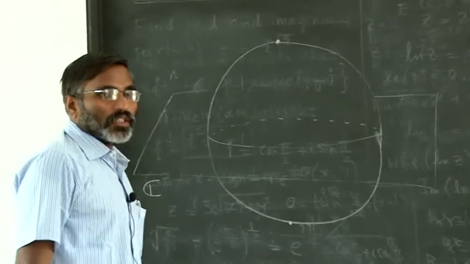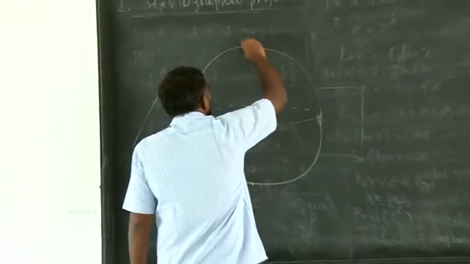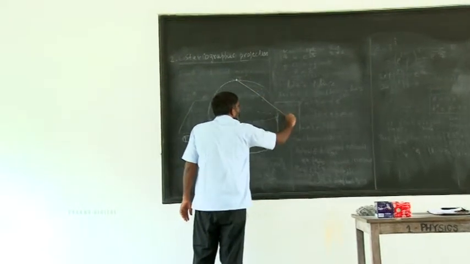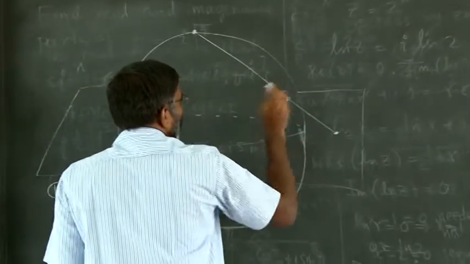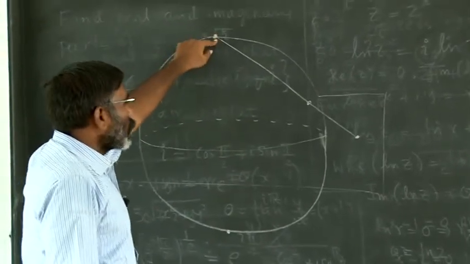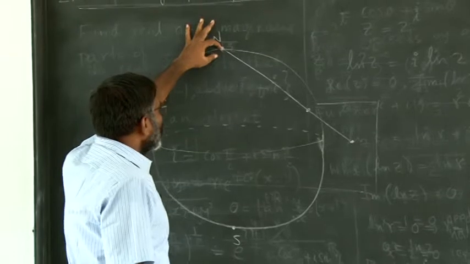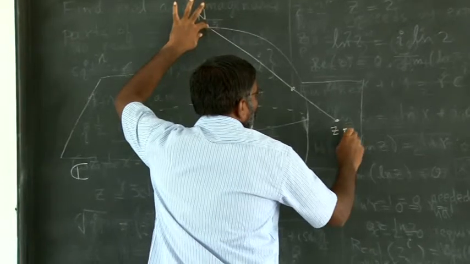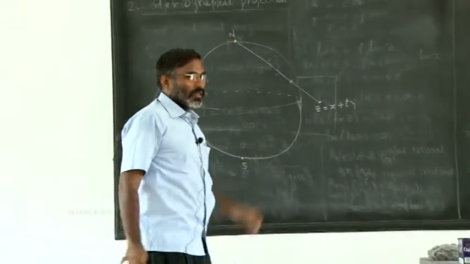Now stereographic projection is defined in the following fashion. You draw a straight line from the north pole to a point on the plane. This will cut the surface at some point. Correct? You are drawing a straight line from the north pole. This is the north pole, this is the south pole. So you draw a straight line from here to a point. Let us call this point z equal to x plus iy. This is any arbitrary point on the complex plane.